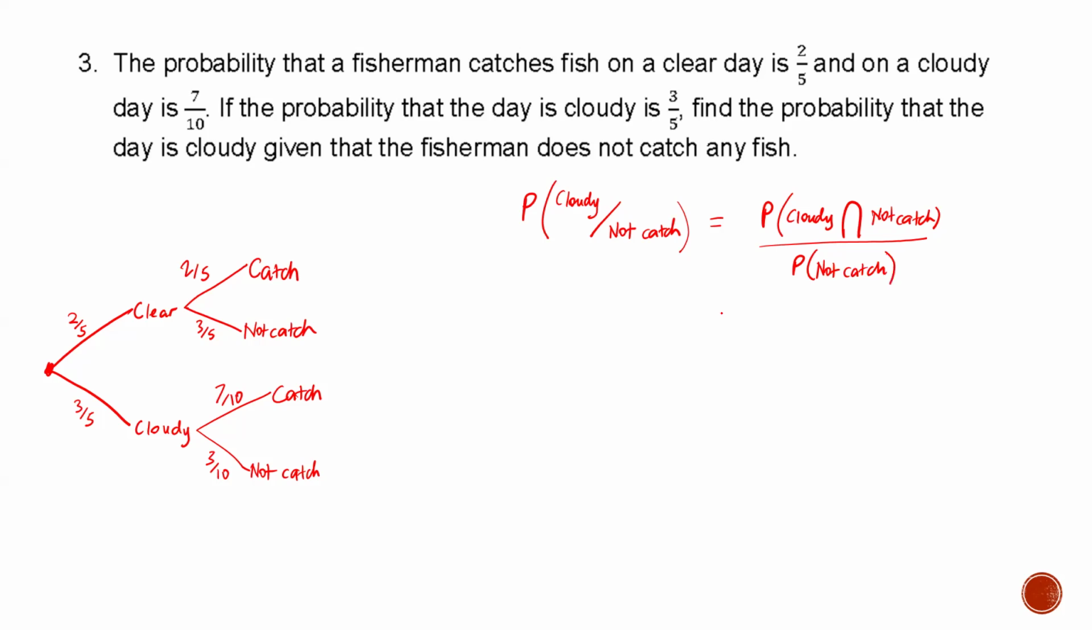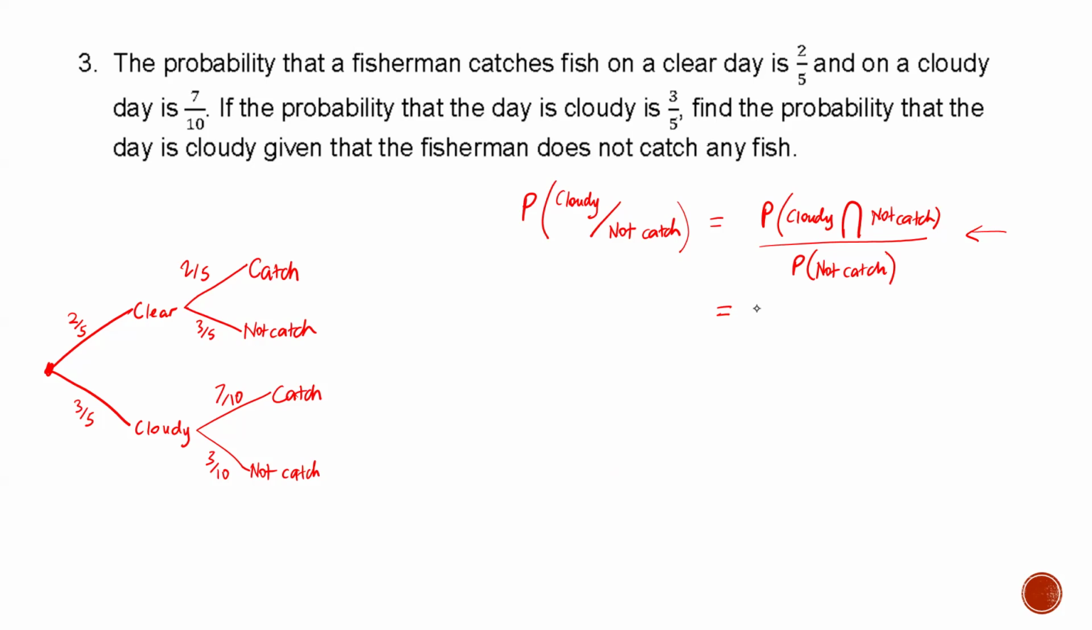Basically, it's asking, so assume he didn't catch any fish. What are the chances that on that day it was cloudy? So what you do is you look at all instances when he did not catch, and in how many of those instances was the day cloudy, which is basically what we are doing in this division right here. We're looking at when it was cloudy and he didn't catch, out of the times when he did not catch at all.